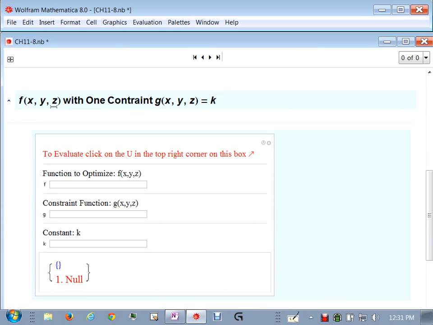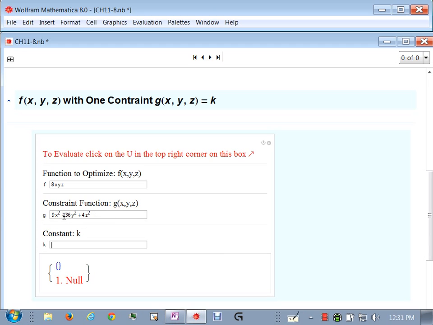That is a function of 3 variables. So the function I'm trying to optimize is 8 times x times y times z, right? That was our... okay. And our constraint was 9x squared plus 36y squared plus 4z squared, and then that equal to 36.